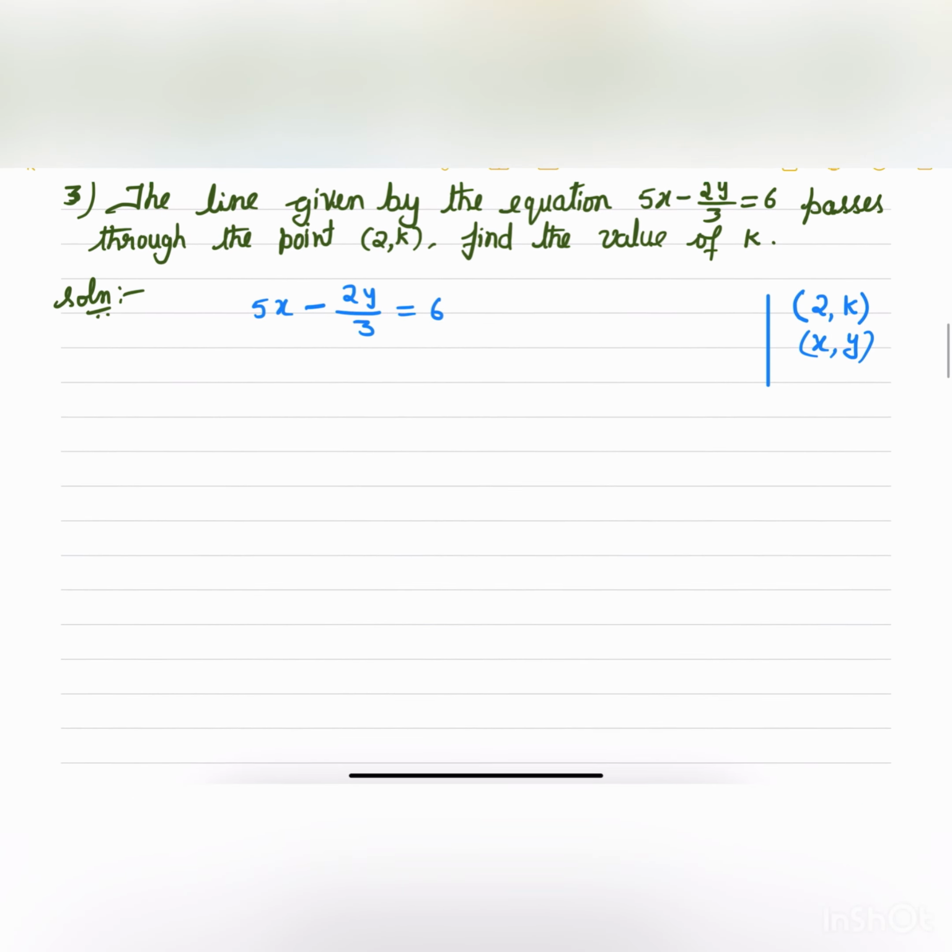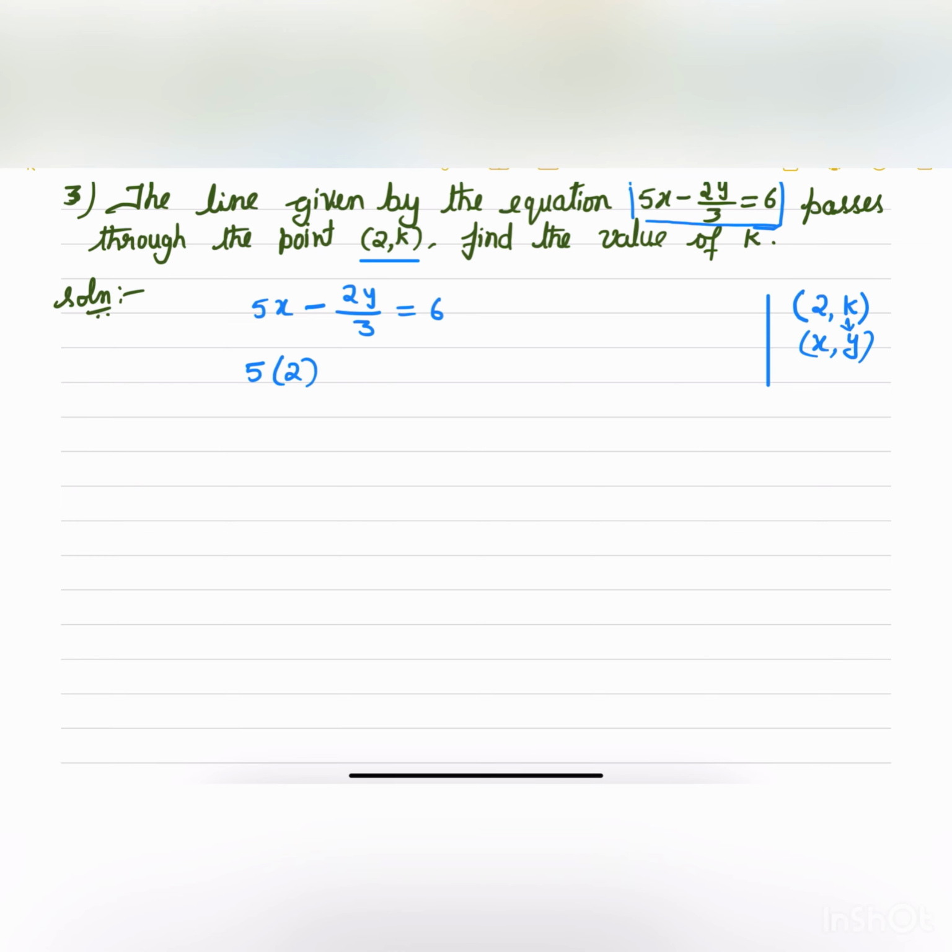Let us go for the next one, the third one. The line given by the equation 5x - 2y/3 = 6 passes through the point (2, k). Find the value of k. So they have already given that this line passes through the point (2, k), and we have to find the value of k. Value of k in the sense value of y. So let us substitute the values here.